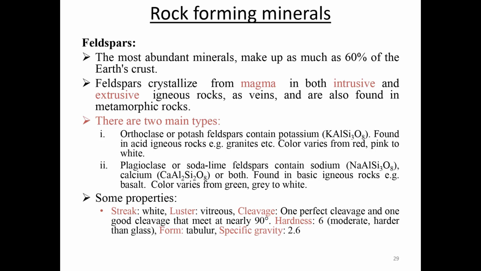3. Some properties are given below: streak, white; luster, vitreous; cleavage, one perfect cleavage and one good cleavage that meet at nearly 90 degrees. Hardness, 6, moderate, harder than glass. Form, tabular. Specific gravity, 2.6.